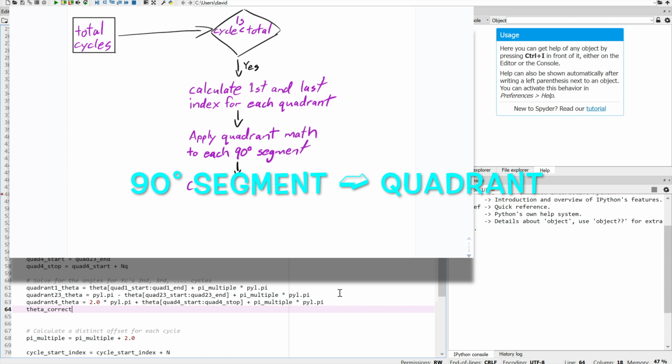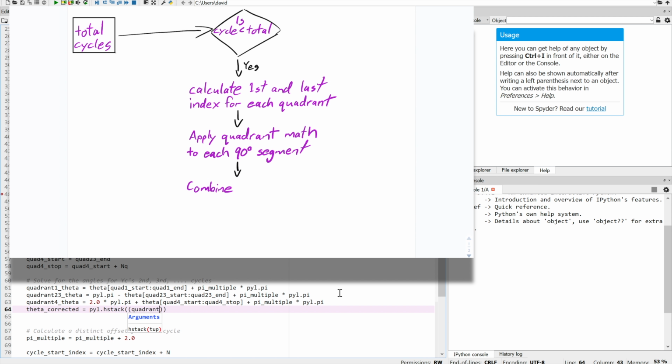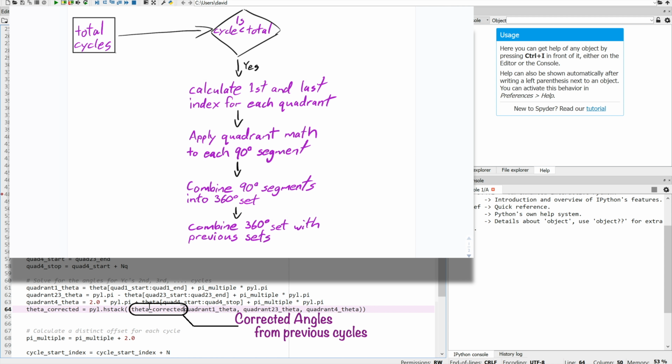With our angles corrected, it's now time to use the hstack function to combine the quadrants into a cycle's worth of angles. With that done, we need to add the current cycle's worth of angles to the angles that we have already produced.